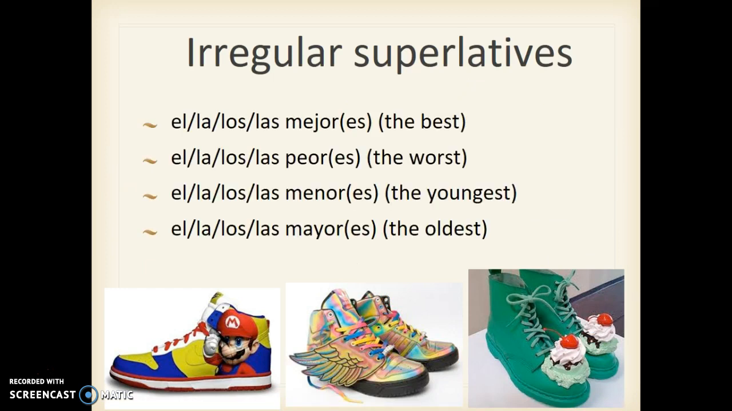Here's another example. Or here are the examples, I'm sorry, of the irregular superlatives. So we have, you can either say el mejor, which means the best, la mejor, referring to a girl being the best, los mejores, the best, referring to a group of people, so on and so forth. And the same applies to peor, menor, and mayor.